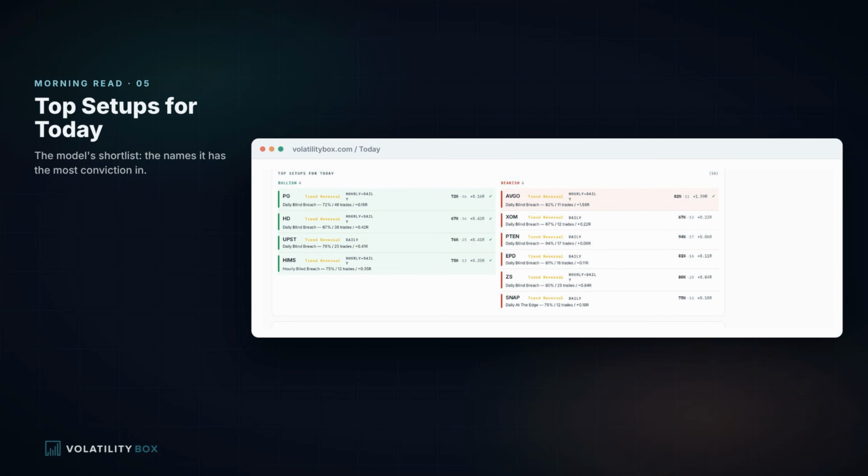Now at the bottom of the read are the top setups for today, and this is the model shortlist, the 10 names it has the most conviction in. Today that's 4 long and 6 short, which itself tells you something about the tape. Each row gives you the pattern, the time frame, and the numbers behind it. And to be clear, these are all of our backtest results, which are available inside of the platform.